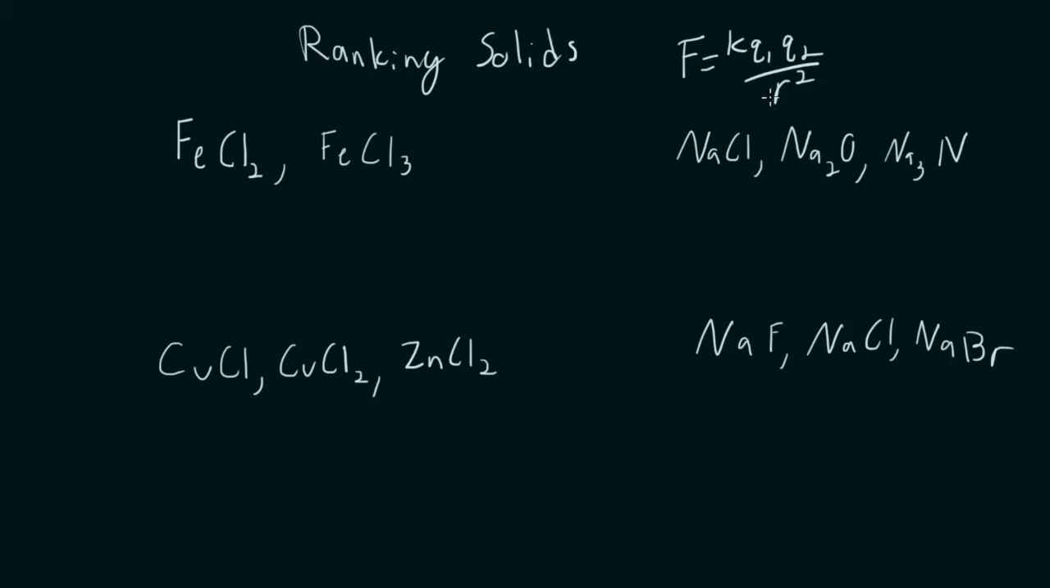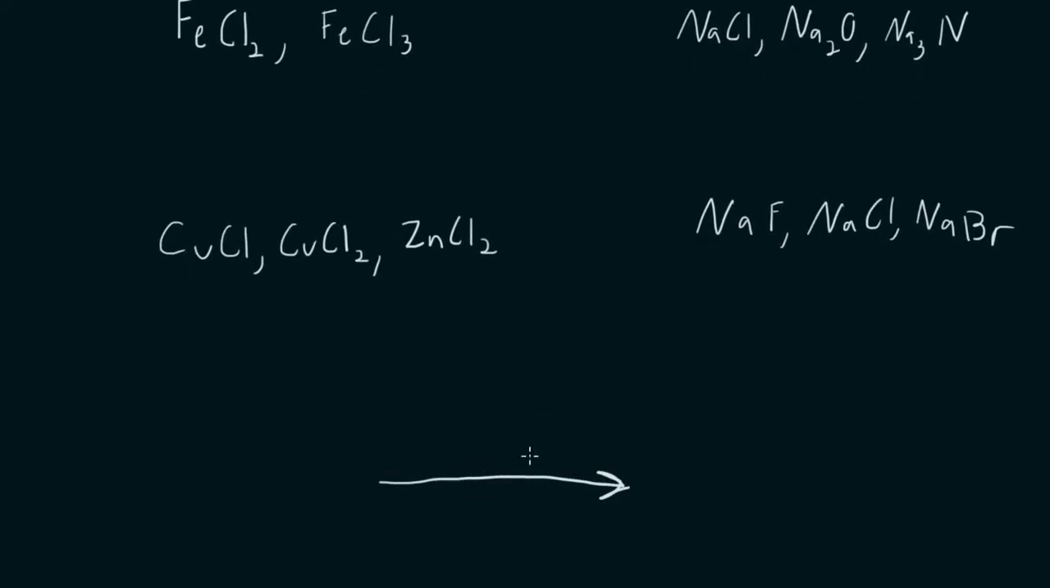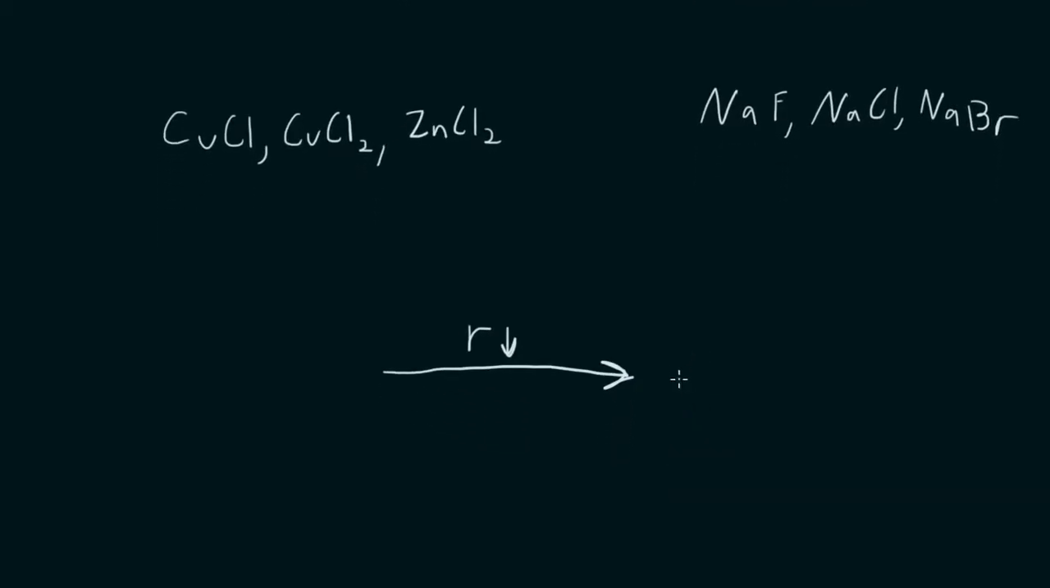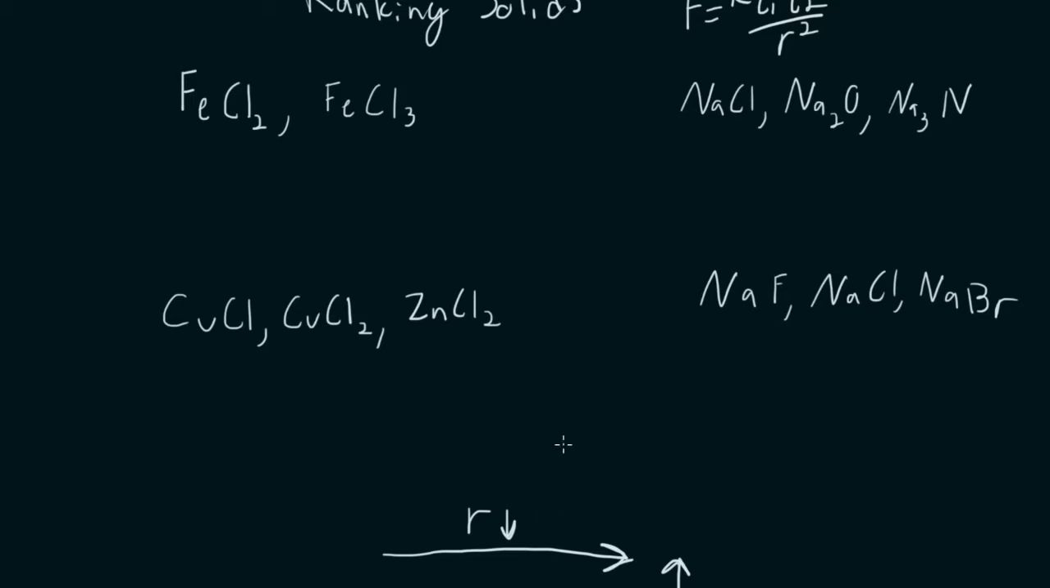If our radius is smaller, we are going to have an increase in our force. And if our charge is larger, we're going to have an increase in our force. So what we're really looking at here is ranking the charge versus the radius. Now, as we go along the top of the periodic table, going from left to right, our radius will get smaller. And as we go from the bottom to the top, our radius will get smaller. So what that means is when we look at these, if we can generalize that radius trend, we can figure out which one of these is going to have a stronger intermolecular force.